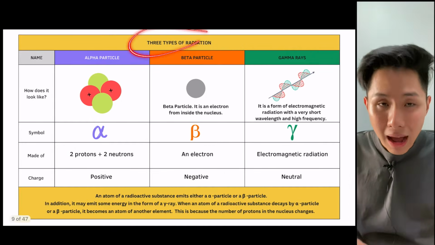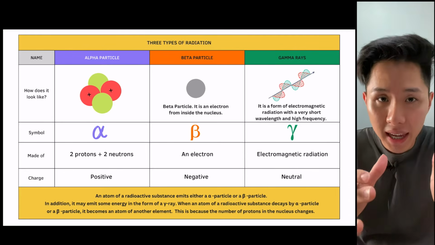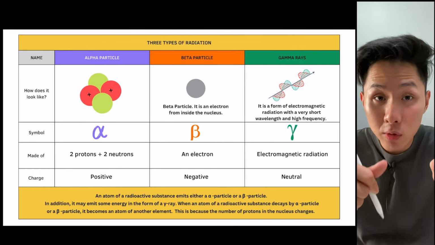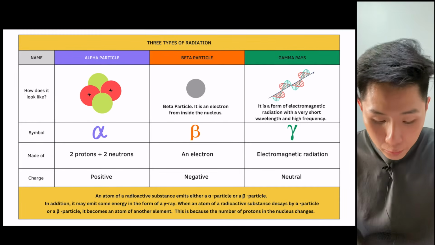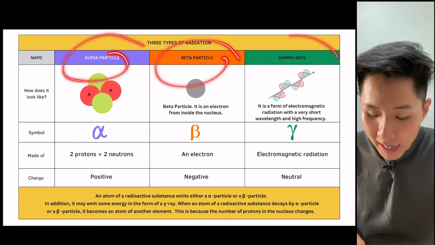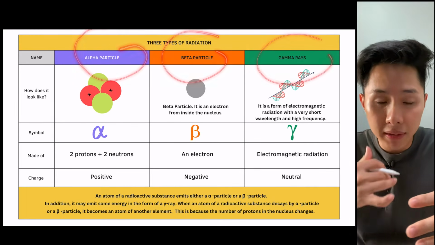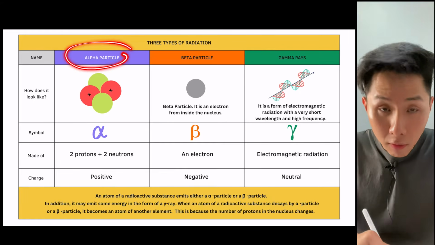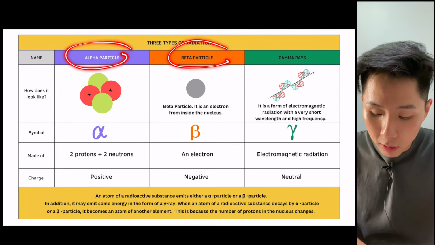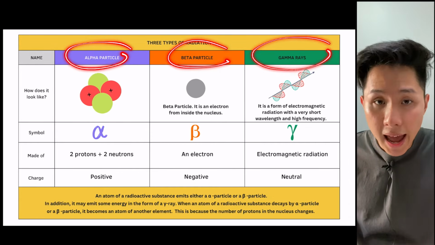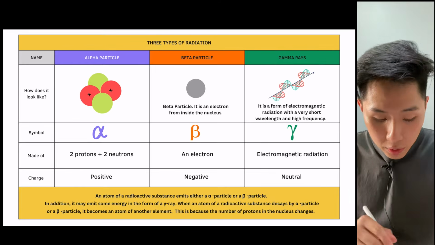After a nucleus undergoes decay, it will release one of these three things. It can be a combination too, but these are the three things that it will release, and these three are also what we call the radiation. First one is alpha particles, then beta particles, and gamma rays. And I have created a table to show their differences.